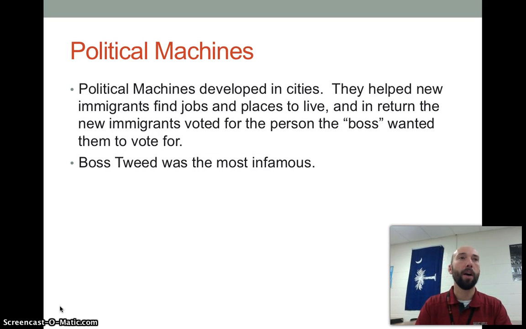What happens is that when these immigrants come over, they want to get involved in the political process. So political machines develop. They help new immigrants find jobs and places to live, and in return, the new immigrants vote for the person the boss wanted them to vote for.